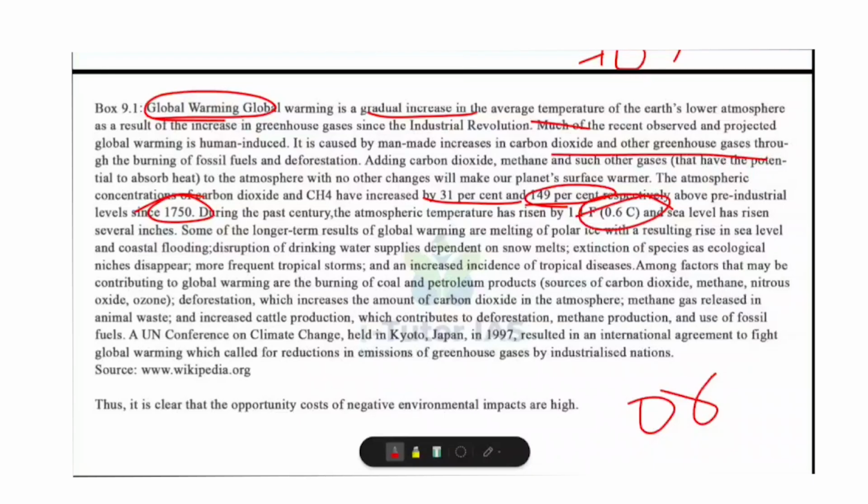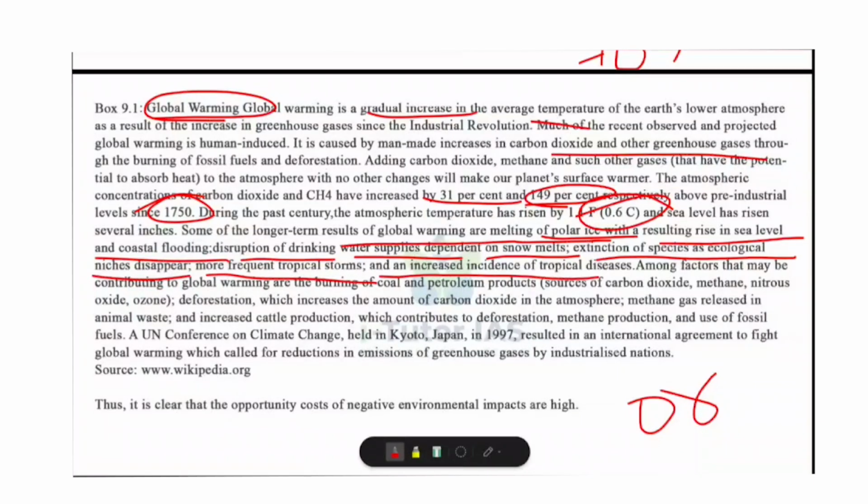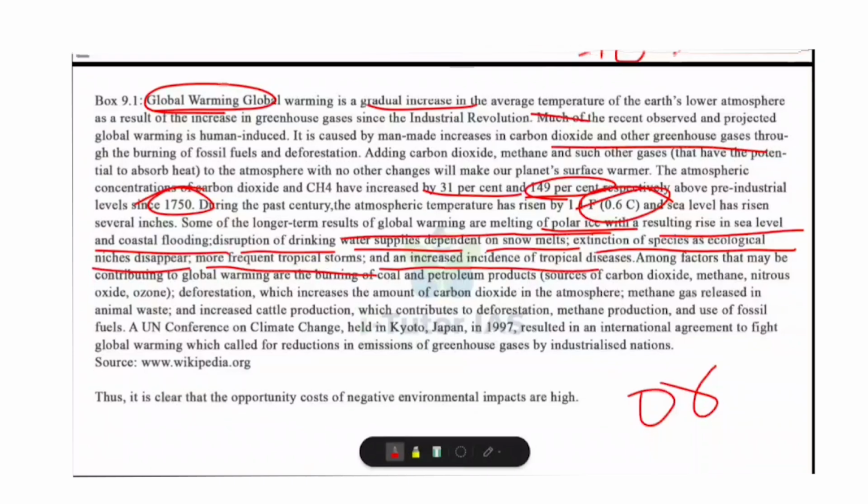So what are the effects of global warming? Yes, due to global warming, what happens? Global warming is melting polar ice with a resulting rise in sea level and coastal flooding, disruption of drinking water supplies dependent on snowmelts, extinction of species as ecological niches disappear, and also more frequent tropical storms and an increased incidence of tropical diseases. Do you understand anything? Okay.